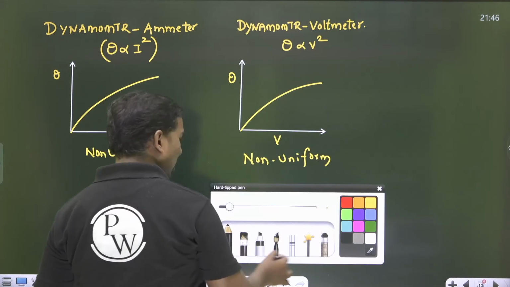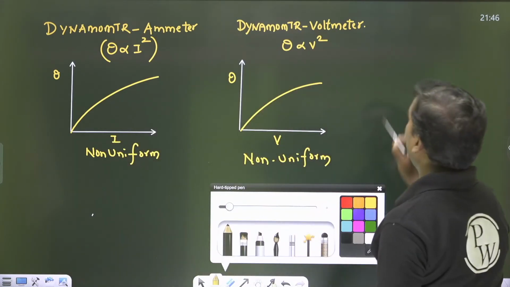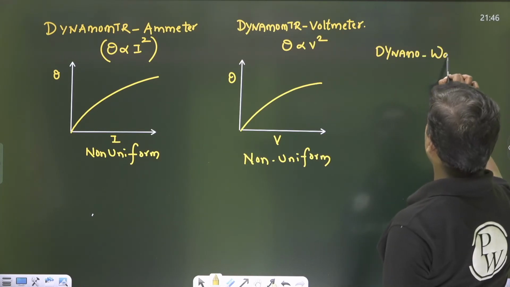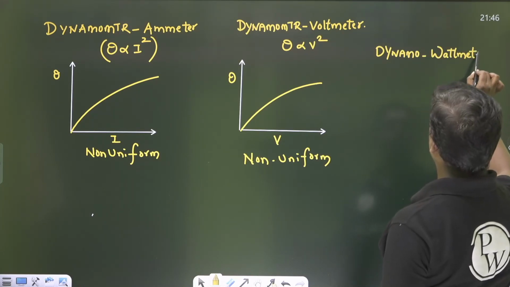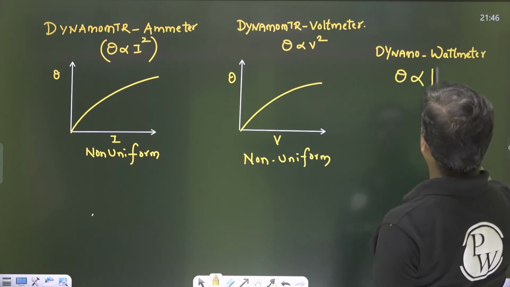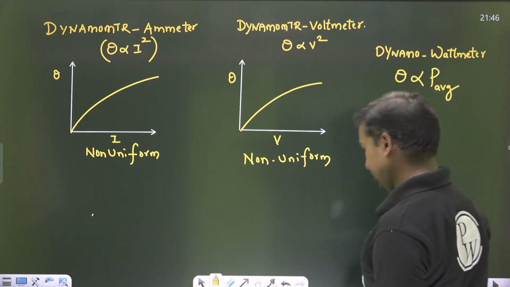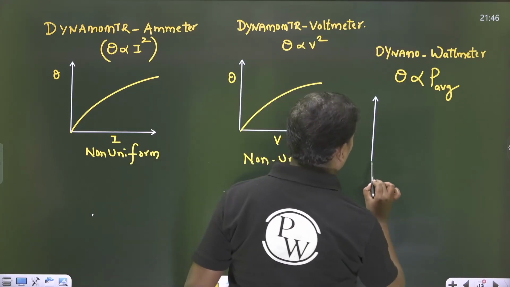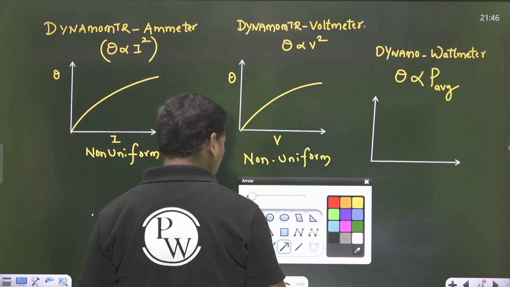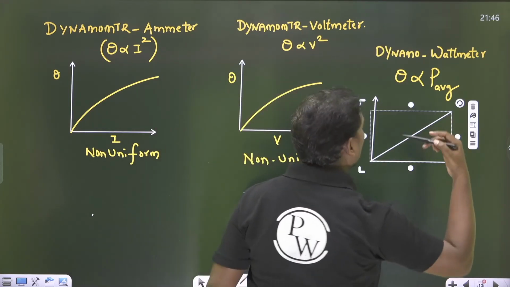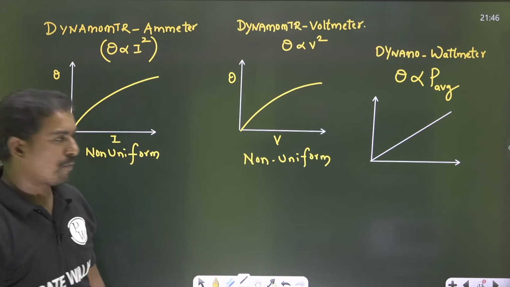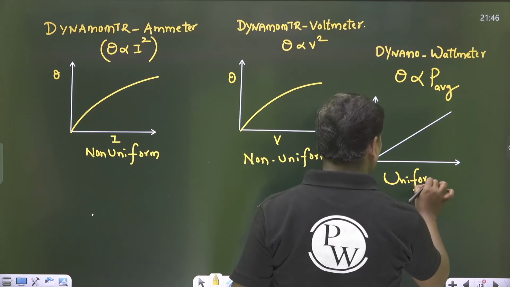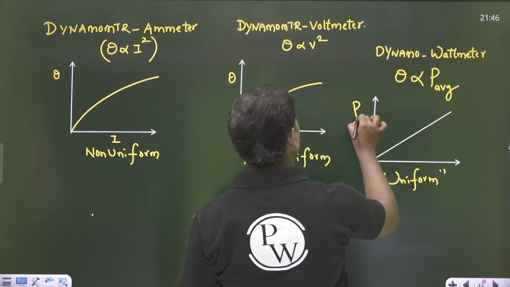But when you take the scale of the dynamometer wattmeter, theta is proportional to the average power, VI cos phi. So if you draw the scale, the scale is going to become perfect here. The scale is perfectly linear. So that's why the dynamometer is best suitable for power measurement.